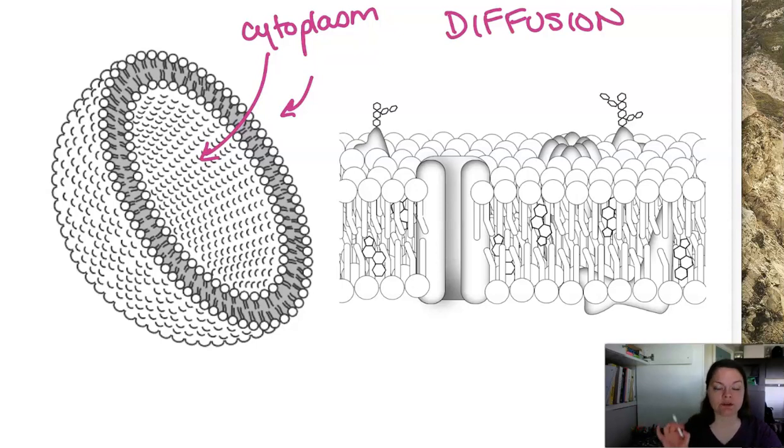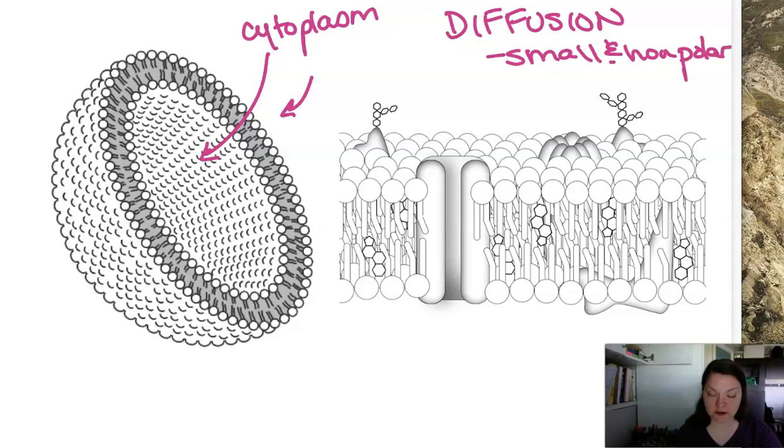Diffusion happens when the particles are really, really small and they're able to fit between the phospholipids. They not only have to be small, but they need to be nonpolar because if they're polar, then they're going to be repelled by the nonpolar heads of the phospholipids. So small nonpolar chemical substances are able to diffuse or move directly across the membrane via the phospholipid bilayer.